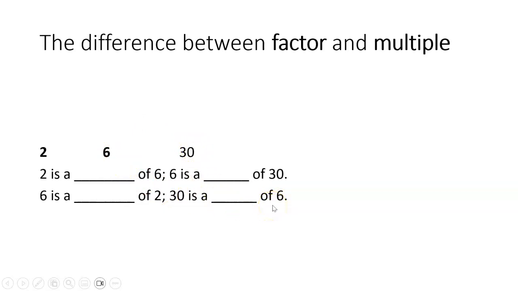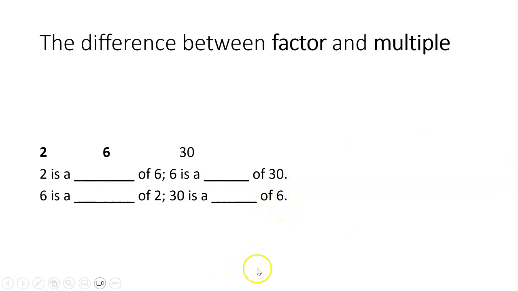So we need to make sure we know the difference between them. Factor is usually like a part containing another number. For example, 2 is contained in 6, and 6 is contained in 30. But multiple is usually bigger. 6 contains 2, and 30 contains 6.